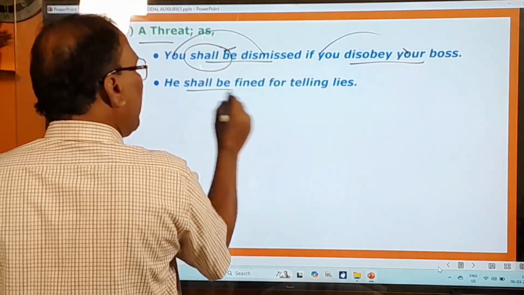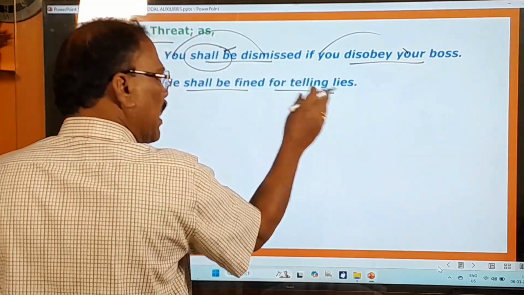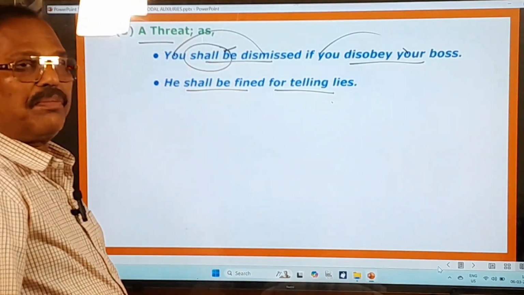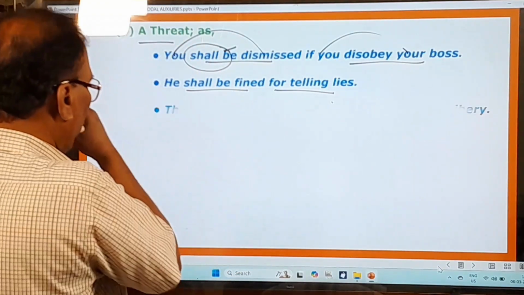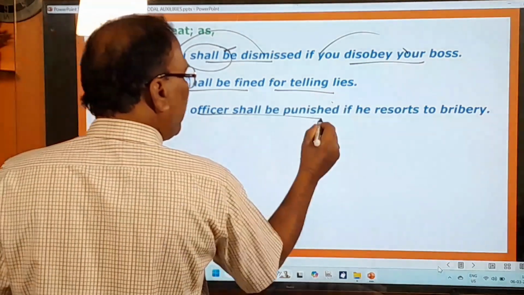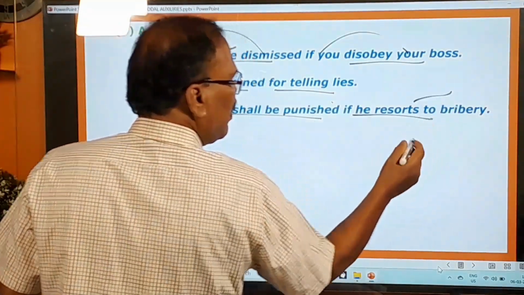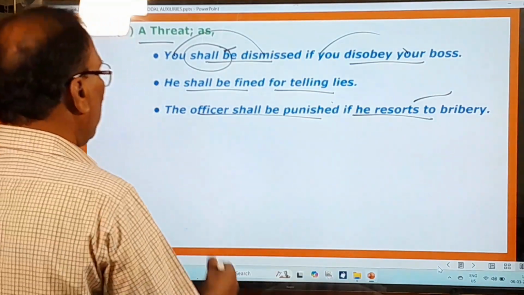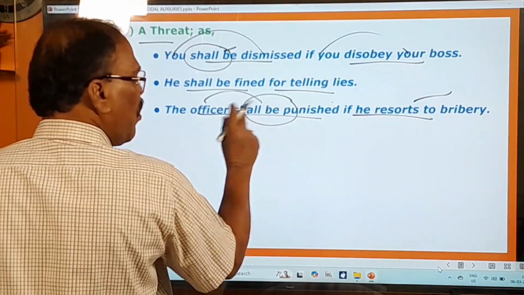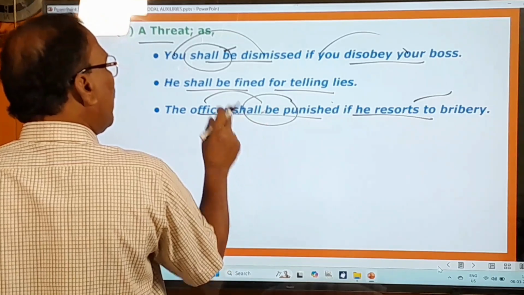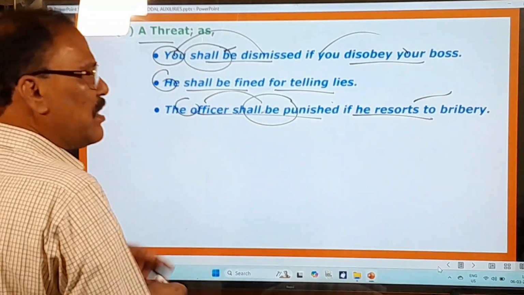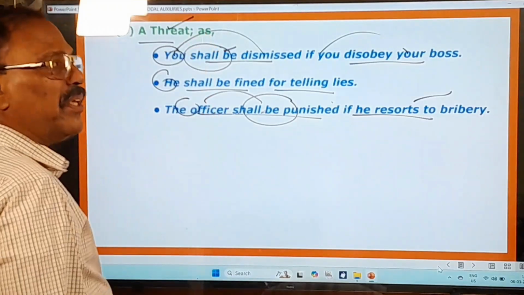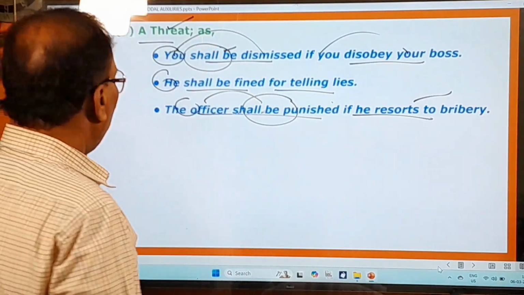He shall be fined for telling lies. For telling lies, he shall be fined. It's a threat. And here you pay attention. The officer shall be punished if he resorts to bribery. If at all that person resorts to bribery, that is corruption, then the officer shall be punished. Not will be punished, but shall be. So in this way, whenever this shall is used with the second persons and third persons, it indicates threat. Okay, and you go to the next one.